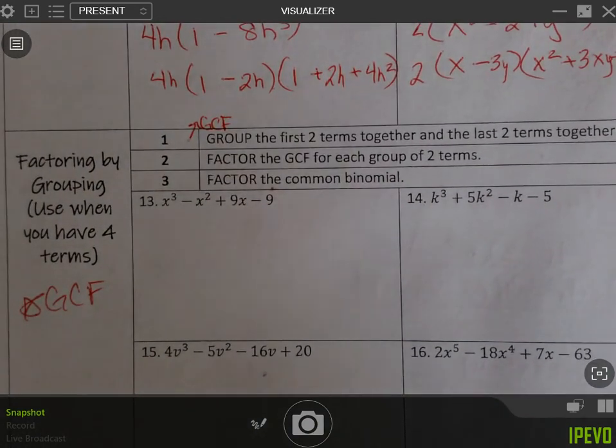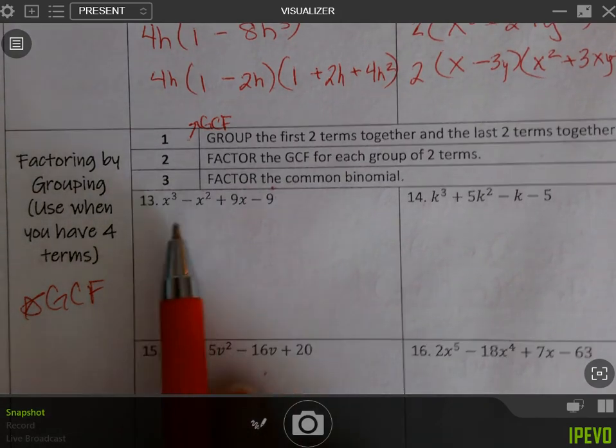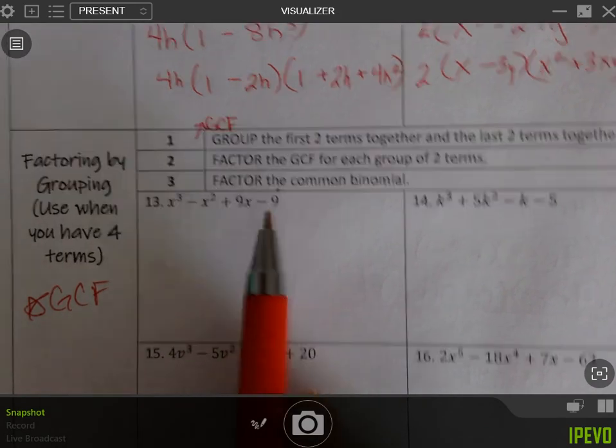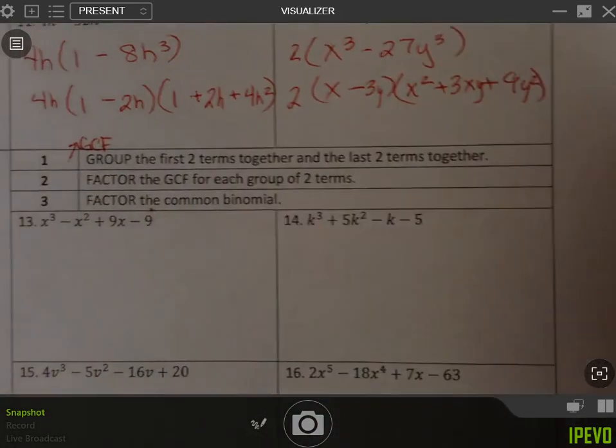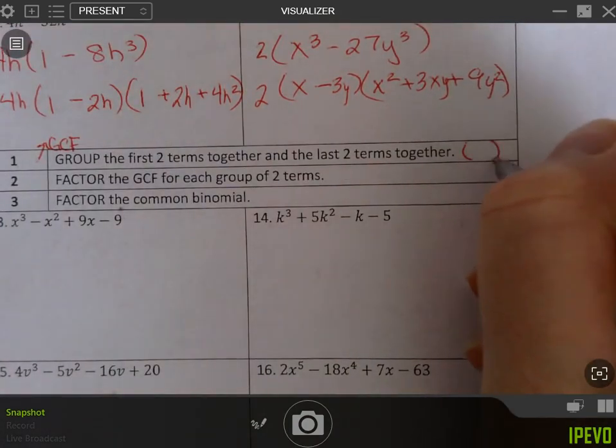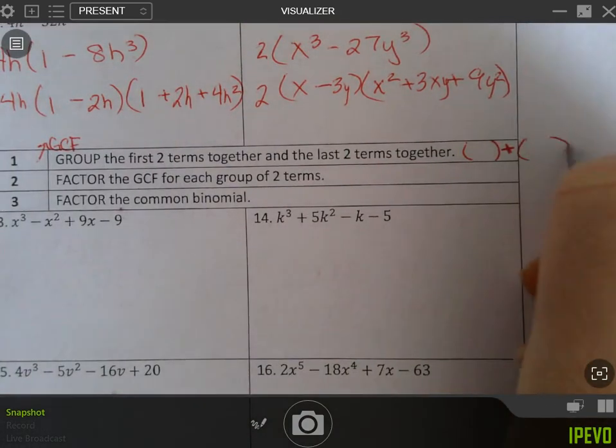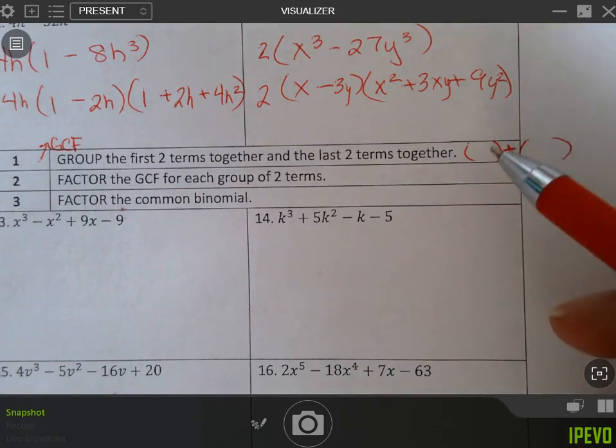Now, if I have 2 terms, I'm looking for a difference of squares, a sum, or difference of cubes. If I have 3 terms, I'm doing reverse FOIL, a trinomial. But if I have 4 terms and I can't do something with all 4, we're going to group them together. So group the first 2, the last 2, and I'd like you to make this little note on here. Between the parentheses, you need a plus sign. So your grouping will always take the form of 2 terms plus 2 terms.